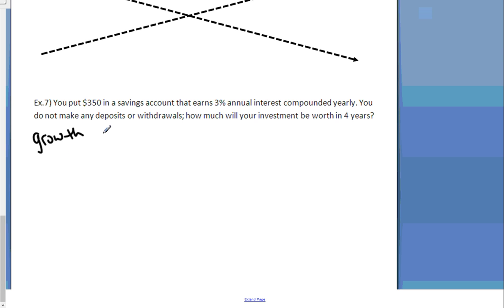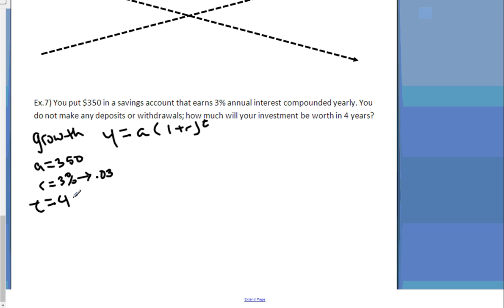Which means y equals a times 1 plus r to the t. So the initial amount is 350. My rate is 3%. It's a pretty easy one, which is 0.03, not 0.3. And my time is real simple, 4 years. What happens here? This happens in life all the time.